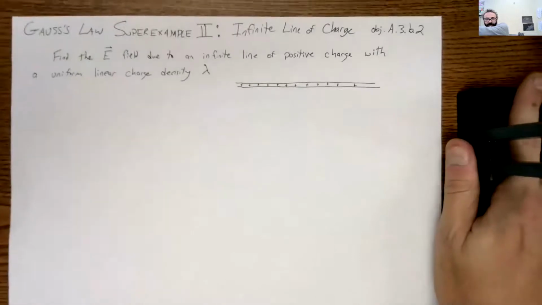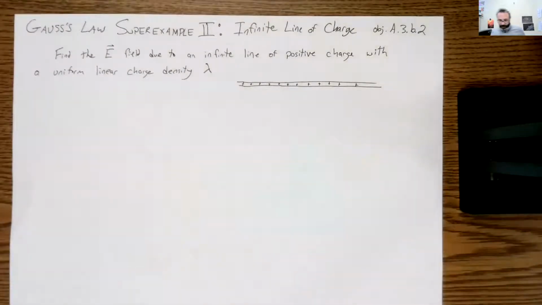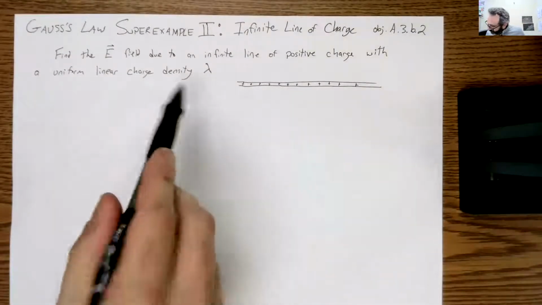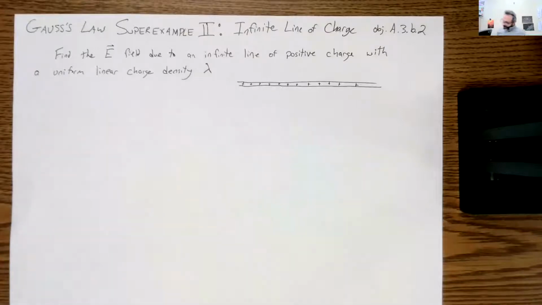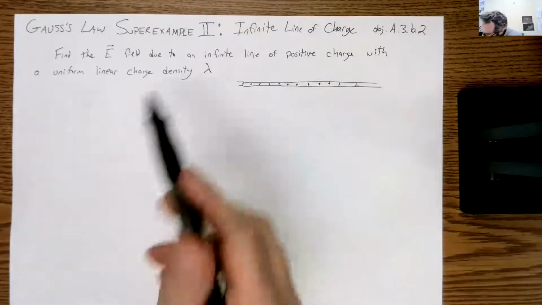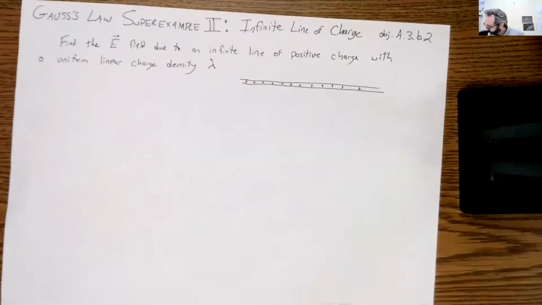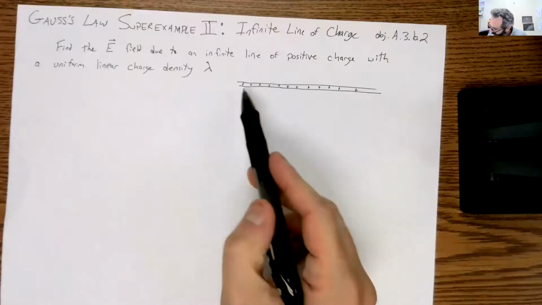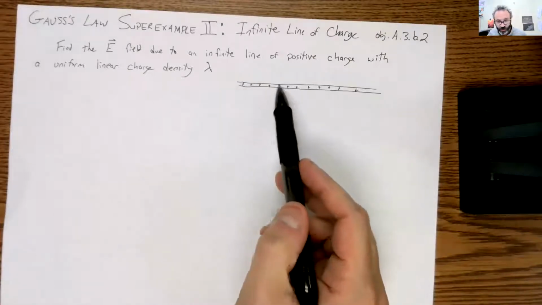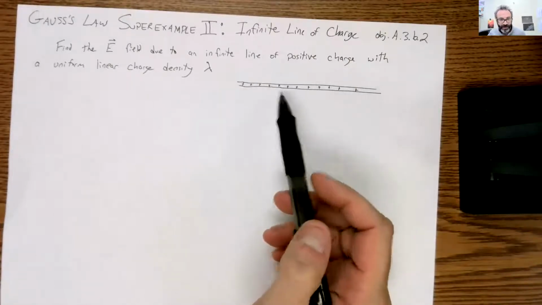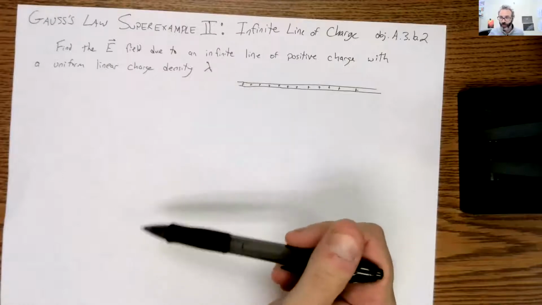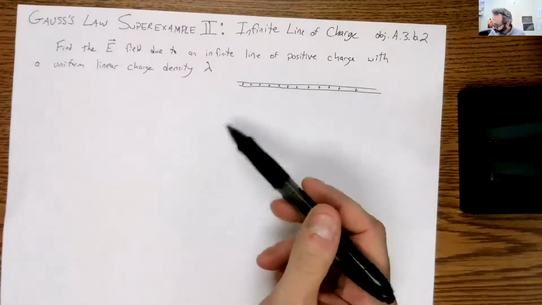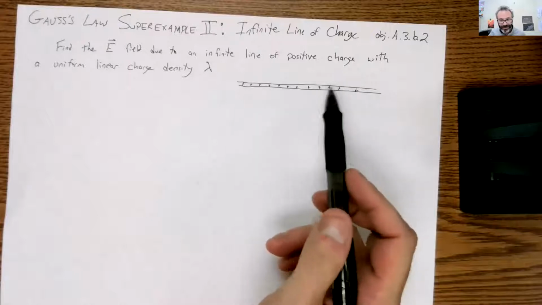All right, so the goal for today is we want to find the electric field due to an infinite line of positive charge with a uniform linear charge density lambda. That's the Greek letter lambda. So what we're saying is that we have positive charge spread out like this over an infinitely long wire, and lambda tells us how much charge there is per unit length.